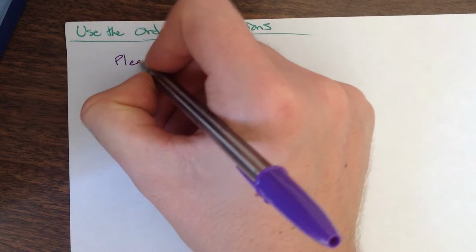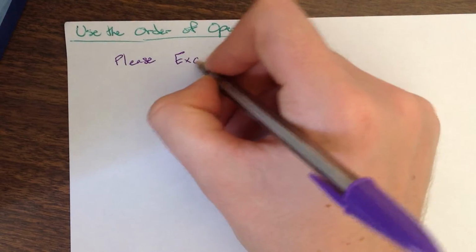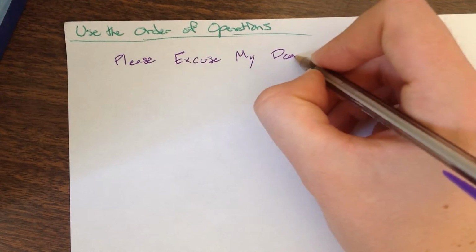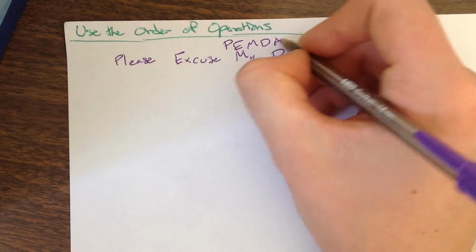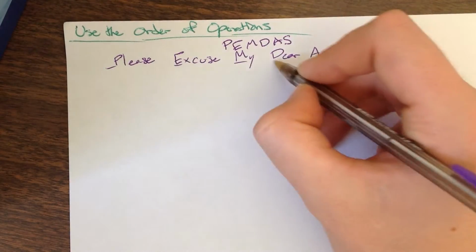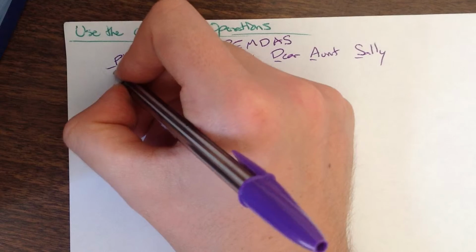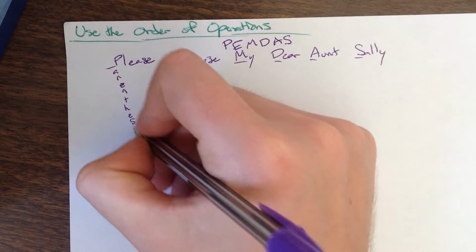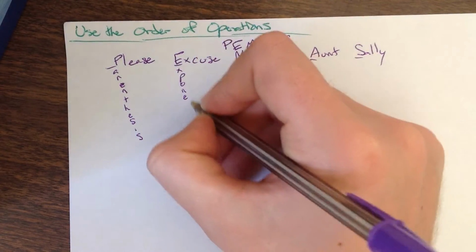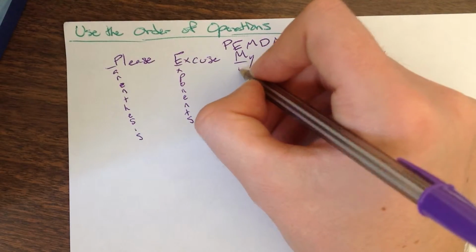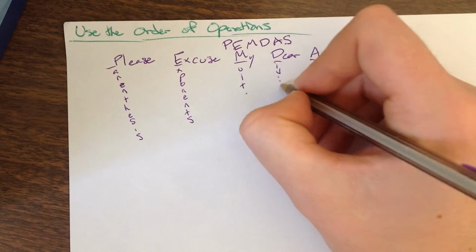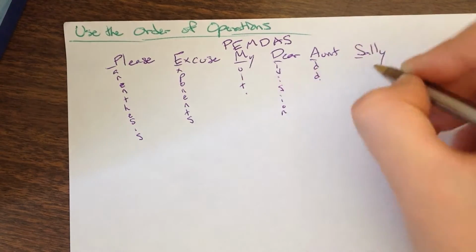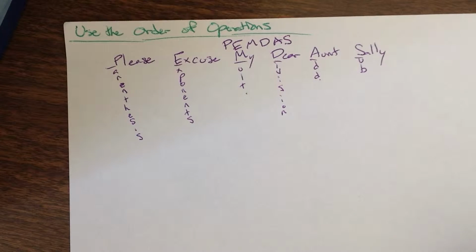And so, a way to remember this, I remember an acronym or a saying of, please excuse my dear Aunt Sally. Or some people remember this as PEMDAS by taking the first letter of each word. How this works out is we start with parentheses. Second thing we go to is exponents. Then we go to multiplication, division, addition, and subtraction from left to right.